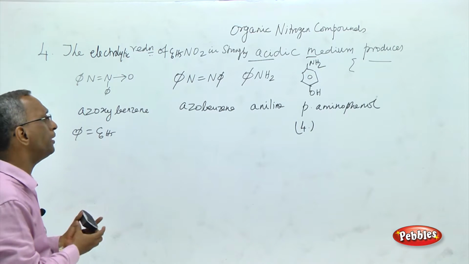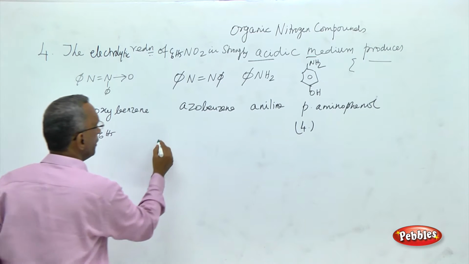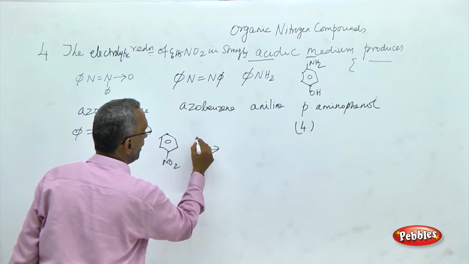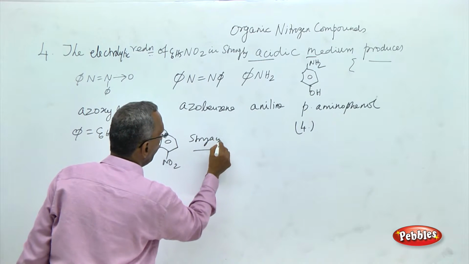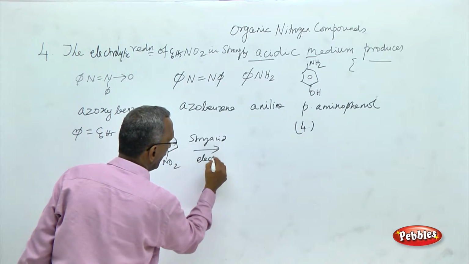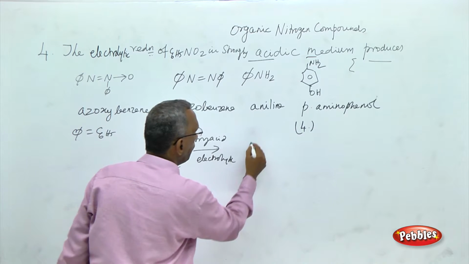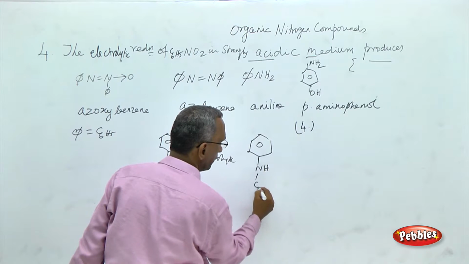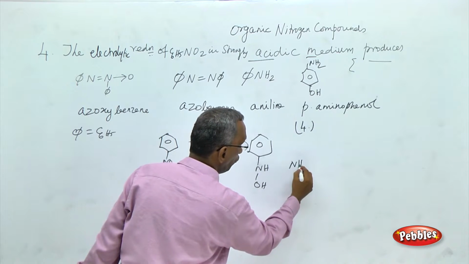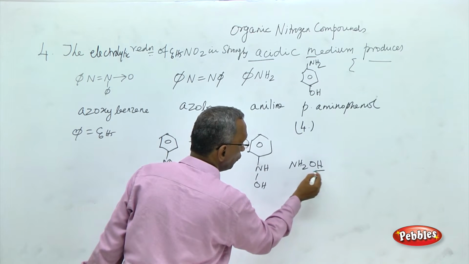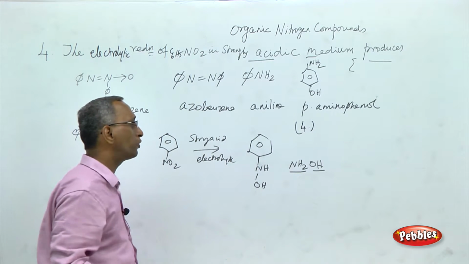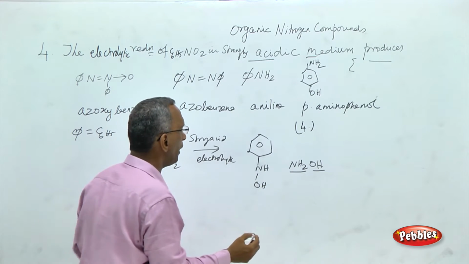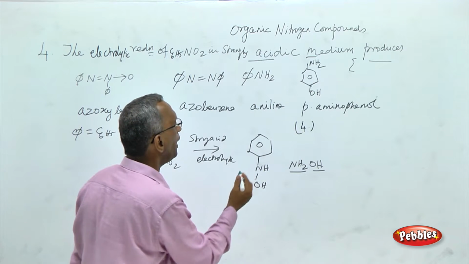Strongly acidic medium means when nitrobenzene is reduced in strongly acidic medium, strong acid, in the presence of passage of electric current, electrolytic, initially it forms a compound called phenyl hydroxylamine. Already we have seen NH2OH is called hydroxylamine. This group is hydroxyl, this group is amine, so it is called hydroxylamine. In this hydroxylamine, one hydrogen is replaced by phenyl group, so it is called phenyl hydroxylamine.